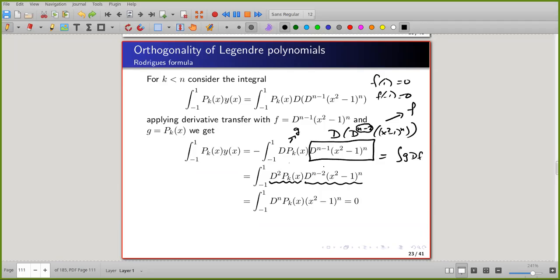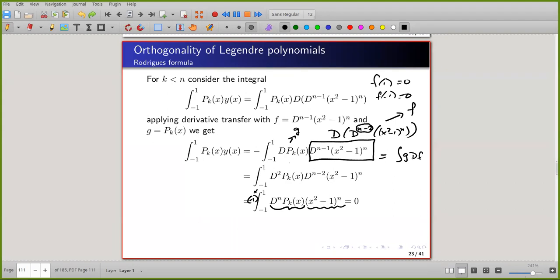Right? And now all the i's which appear here are going to be less than n, so we can keep applying the same process repeatedly. So what we will get is, I think there's a typo here, there will be some minus 1 to the power something, and after we apply it sufficiently many times, we can apply it n times, so this will become d^n P_k(x) into (x^2 - 1)^n.